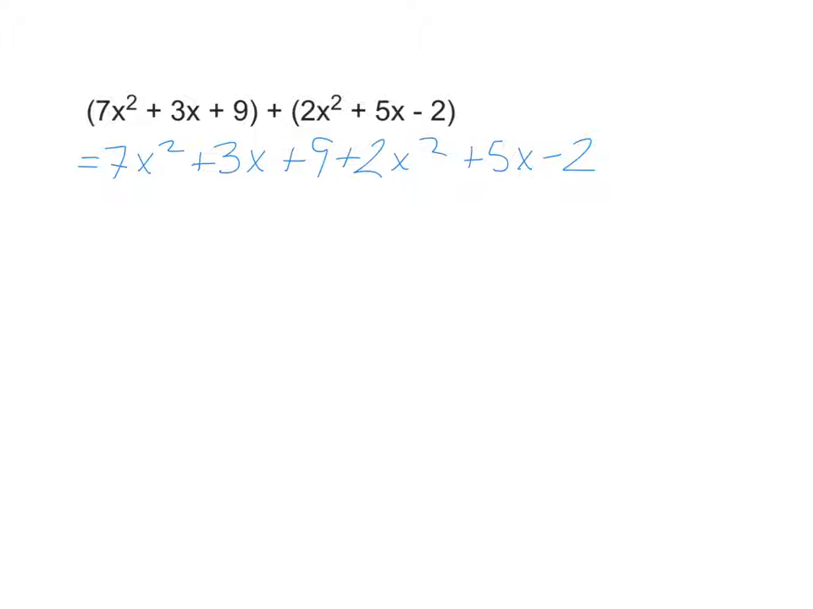Well, we have a 7x squared and a 2x squared, which makes 9x squared. And then we have a 3x and a 5x. So altogether we have 8 x's. And then there's still a 9 and a negative 2, so plus 7.